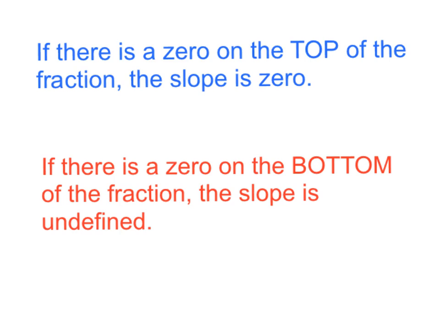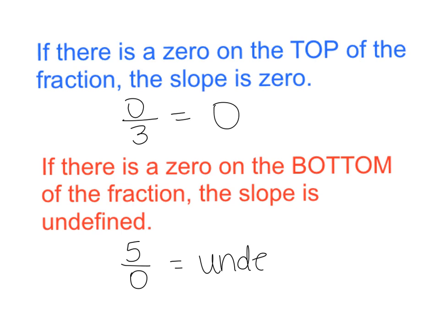There are two situations that could happen when you're solving for a slope from two ordered pairs. The first one is if you get a 0 on the top of your fraction, then the whole slope of the line is 0. So if you end up with something like 0 over 3, the slope of that line is going to be 0. On the other hand, if you get a 0 on the bottom of the fraction, say you have 5 over 0, then the slope of that line is undefined. That means it's going to be a vertical line. So keep those in mind as you're working.